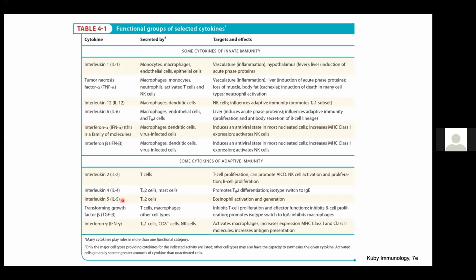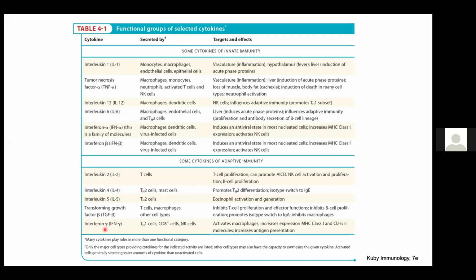Interleukin-4 and 5 are important in antibody-mediated responses, specifically IgE. So usually they're produced by T helper 2 type of cells. Remember your T helper cells, we have two subsets, T helper 1 and T helper 2. T helper 1 are mainly involved in cellular immunity, and T helper 2 in antibody-mediated immunity. So those ones cause class switching and activation of eosinophils and so forth.